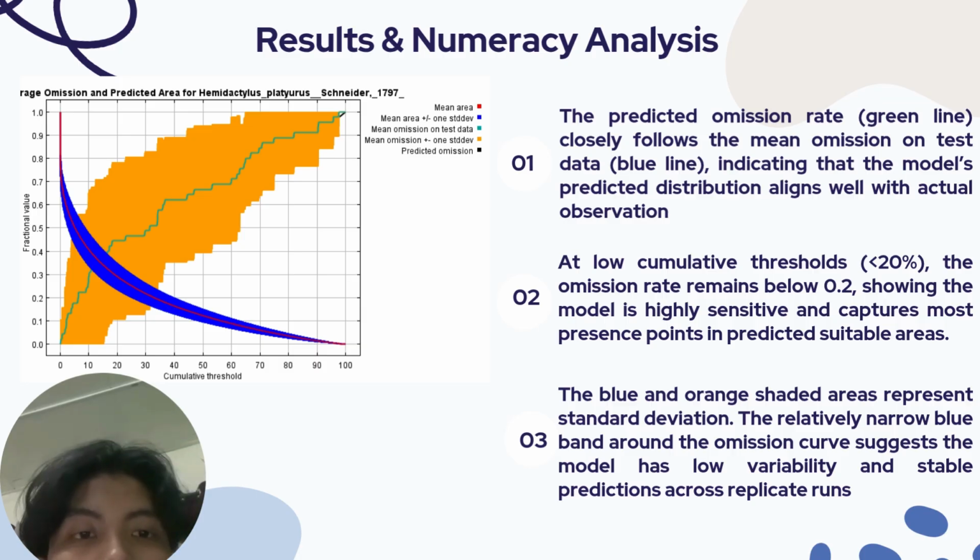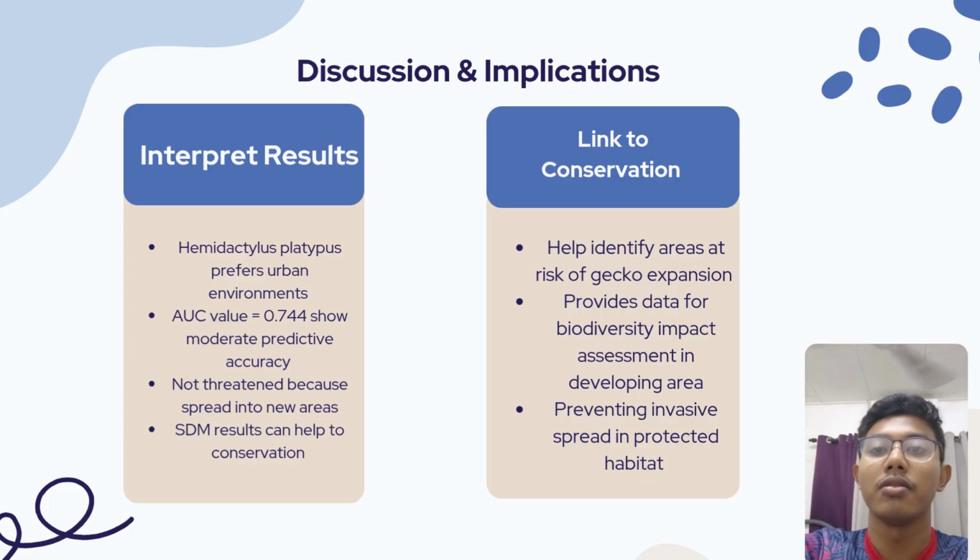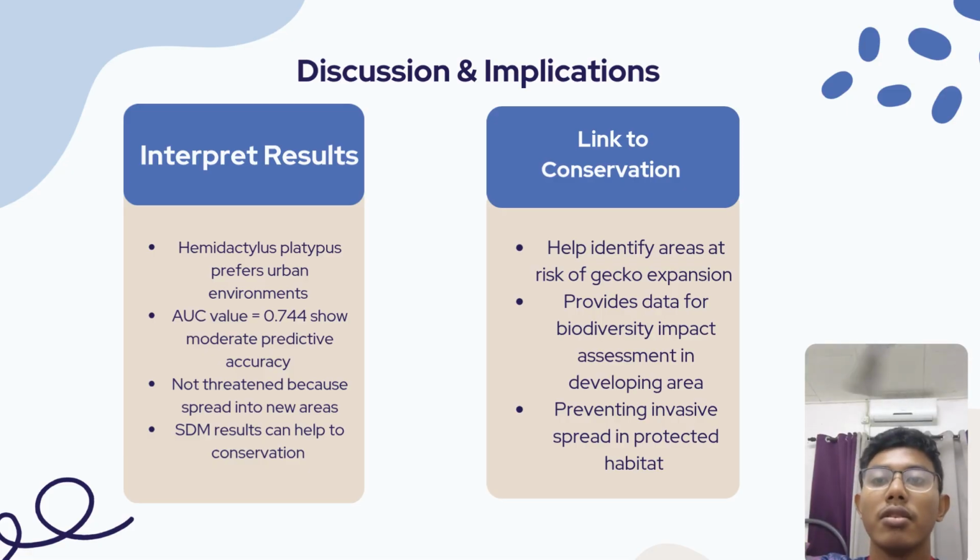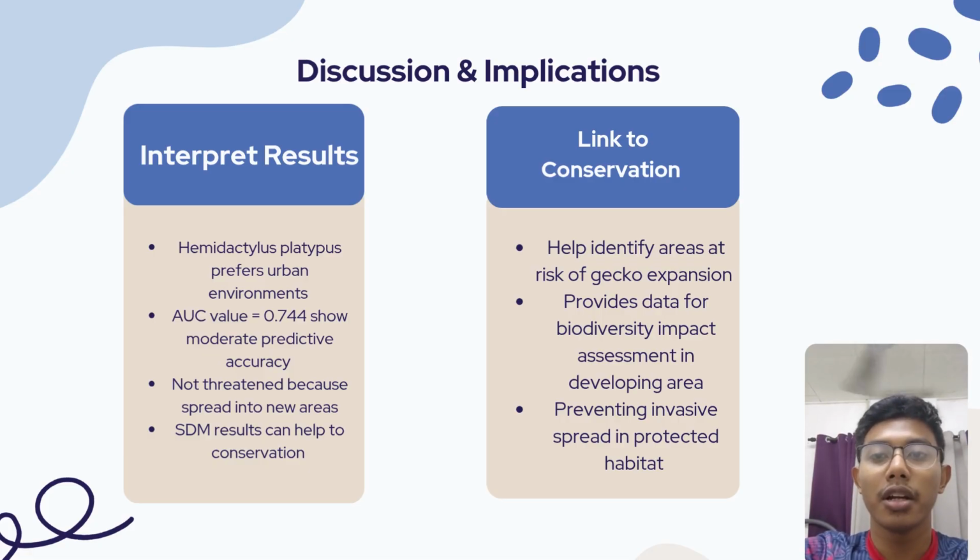The last one, the blue and orange shaded areas represent standard deviation. The relatively narrow blue band around the omission curve suggests that the model has low variability and stable predictions across replicate runs. So for the result, the model results show that gecko prefer urban and moderately vegetated area. For the AUC value, it shows we got 0.744 and it's consistent with the omission rate.